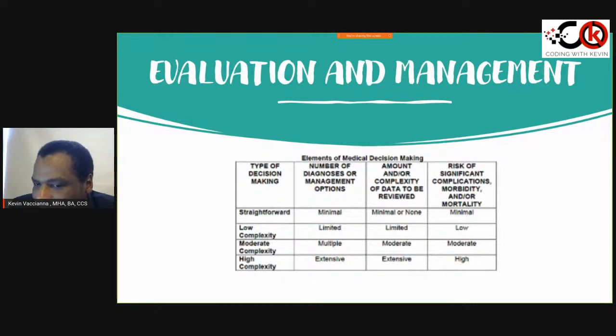When you look at that medical record, you're looking at those factors to figure out whether or not the visit is going to be considered minimal, limited, multiple, or extensive for number of diagnosis or management options; minimal, limited, moderate, or extensive for amount or complexity of data to be reviewed; or minimal, low, moderate, or high for the risk of significant complications, morbidity, and mortality. So that is how we're going to look at this when we're trying to classify the level of the MDM.